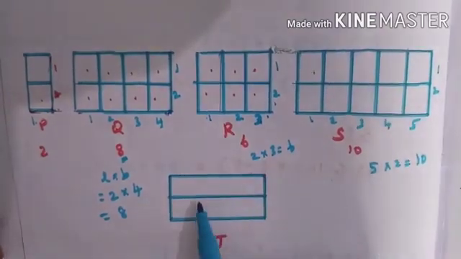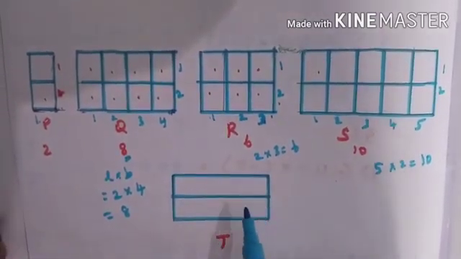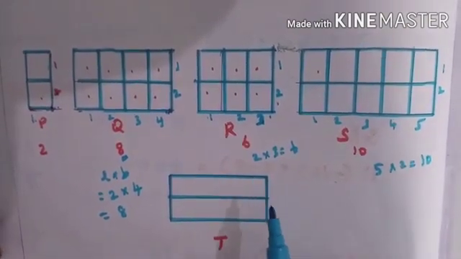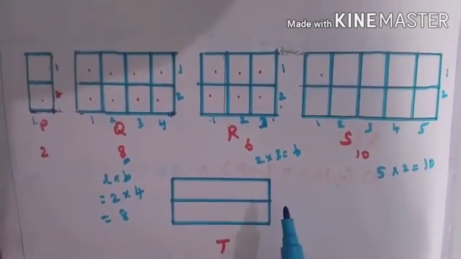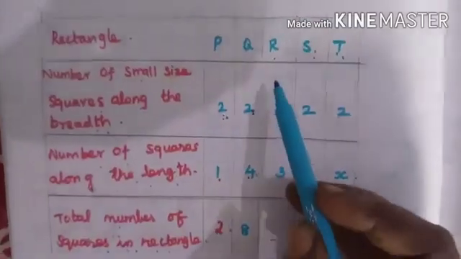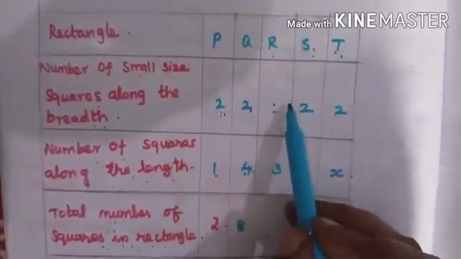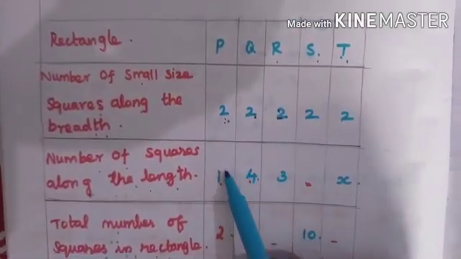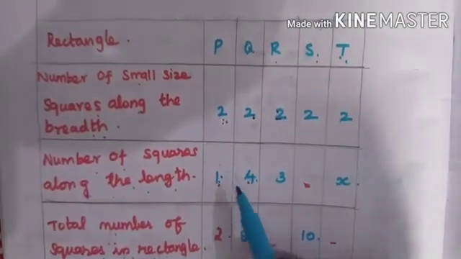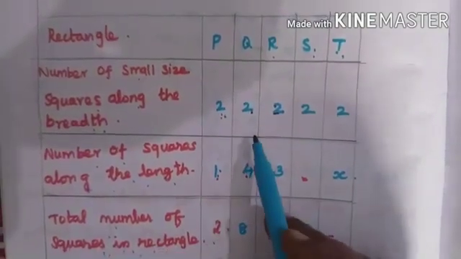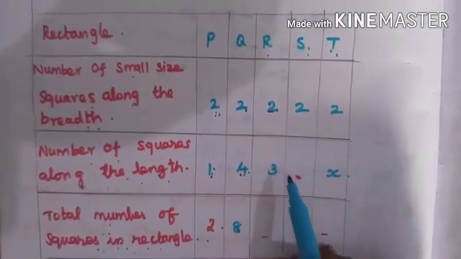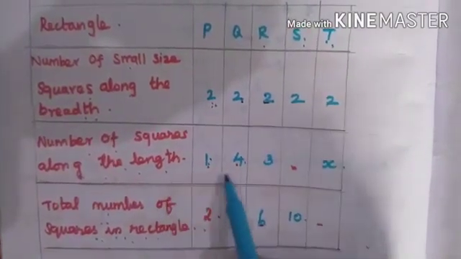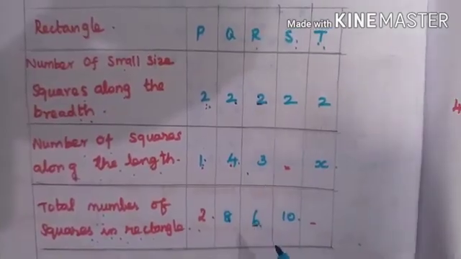Okay. So here you see, they have not given a number, they have just given 2 into x. Therefore 2 into x, in general we will write 2x squares are there. So in R, the number of small squares along the breadth is what? 2. Therefore, here you see 2 into 1. When we are multiplying 2 into 1, we have to write 2. 2 4s are 8. 2 3s are what? 6. That is length into breadth. This will be the breadth and this will be the length. When we are multiplying, we will be getting the total.